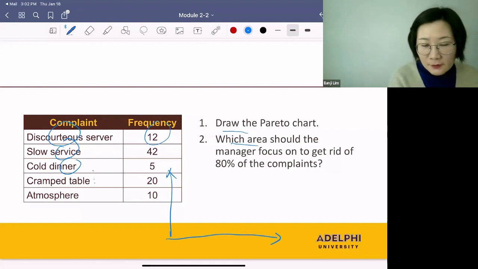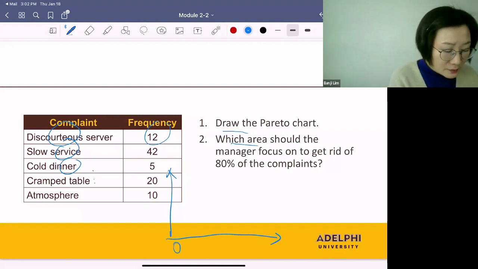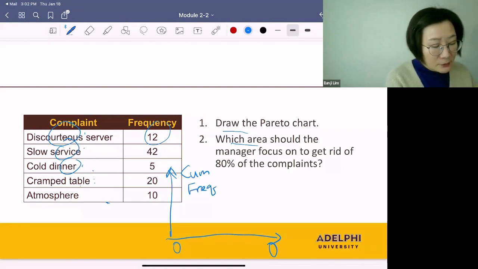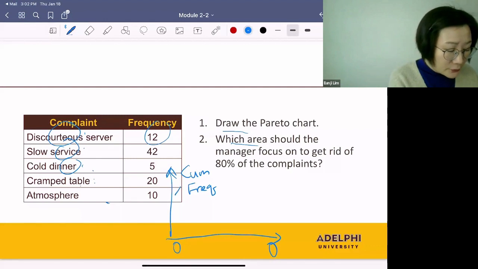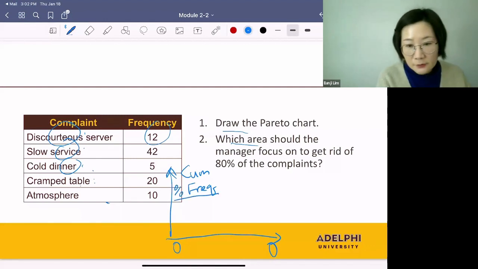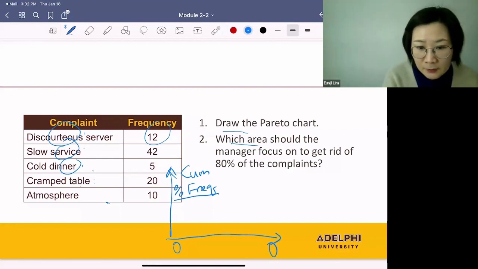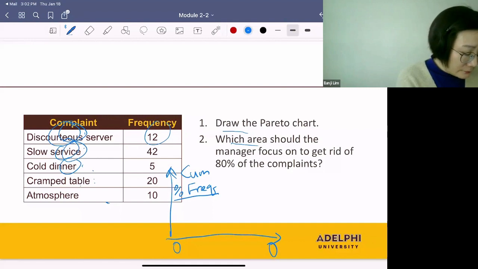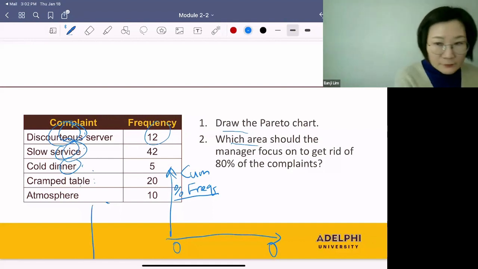Now on the x-axis, we want to put all the areas of complaints from the highest frequency to the lowest frequency. So we're going to put them in order from the highest frequency to the lowest frequency. And on the y-axis, I want to put the cumulative frequency. And since I want to use the percentages, I want to put the cumulative percentage frequency on the y-axis. So first, let's put these areas of complaints in order from the highest frequency to the lowest frequency.